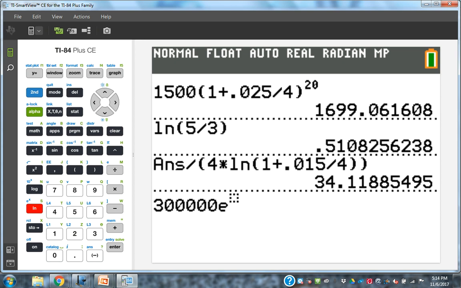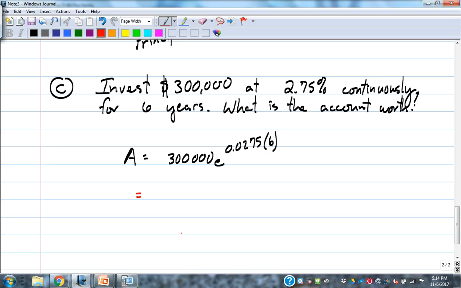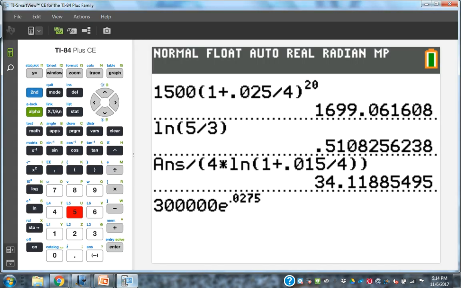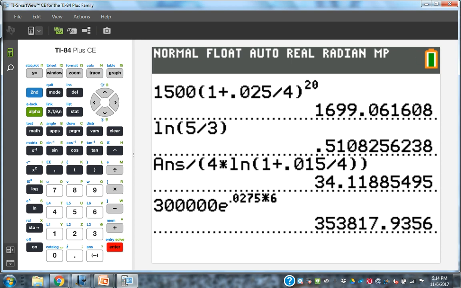And then you put in the amount. So 0.0275. Is that what I even wrote? Yeah, that's right. And then times how many years? We did 6 years. And tell it to do the work. So after 6 years, $300,000 earns almost $54,000.